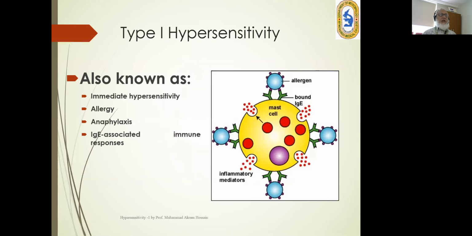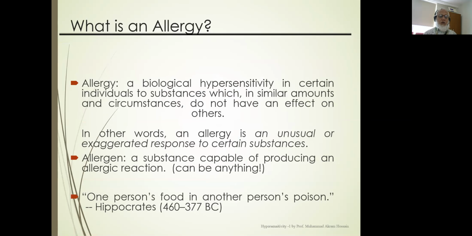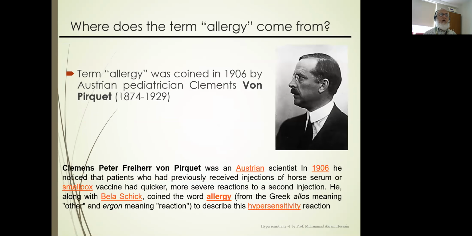Let us discuss in detail the type 1 hypersensitivity. Type 1 hypersensitivity, also known as immediate hypersensitivity, allergy, anaphylaxis, or IgE-associated immune response. So, if you remember these names, it is clear. And this figure shows how it acts, but we will go into detail with other figures. Now, let us explain the terms. What is allergy, and from where did the term come?